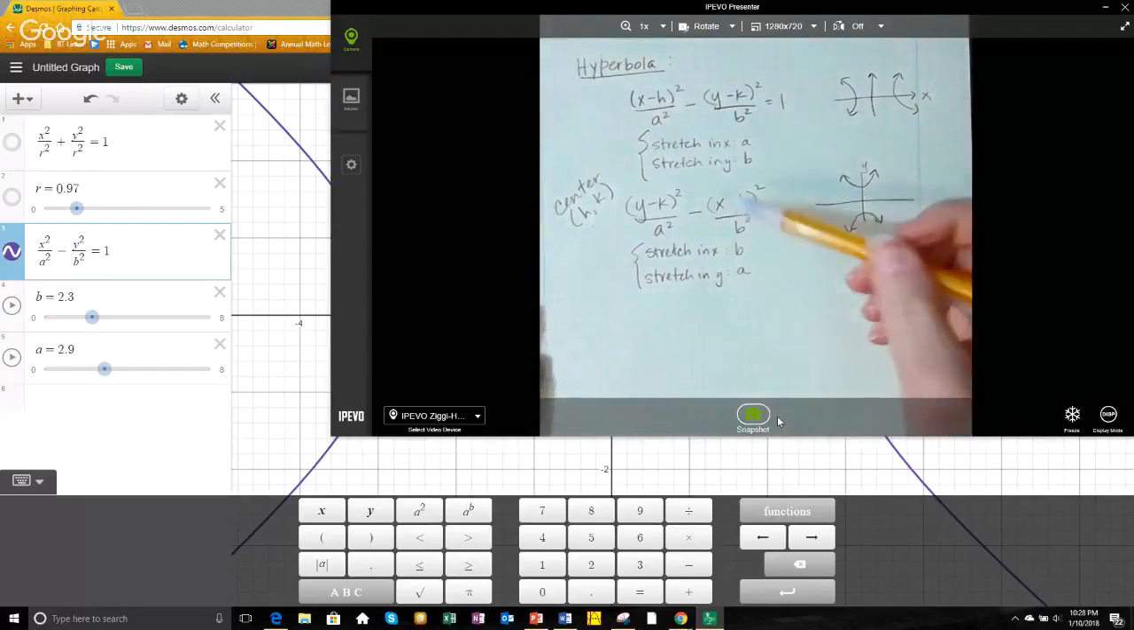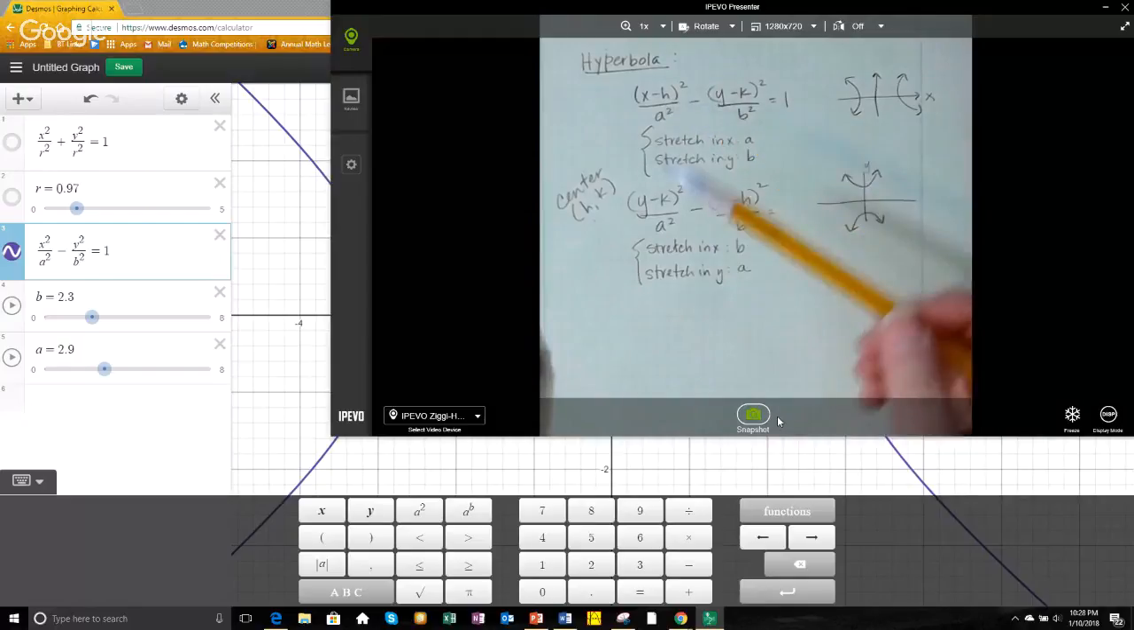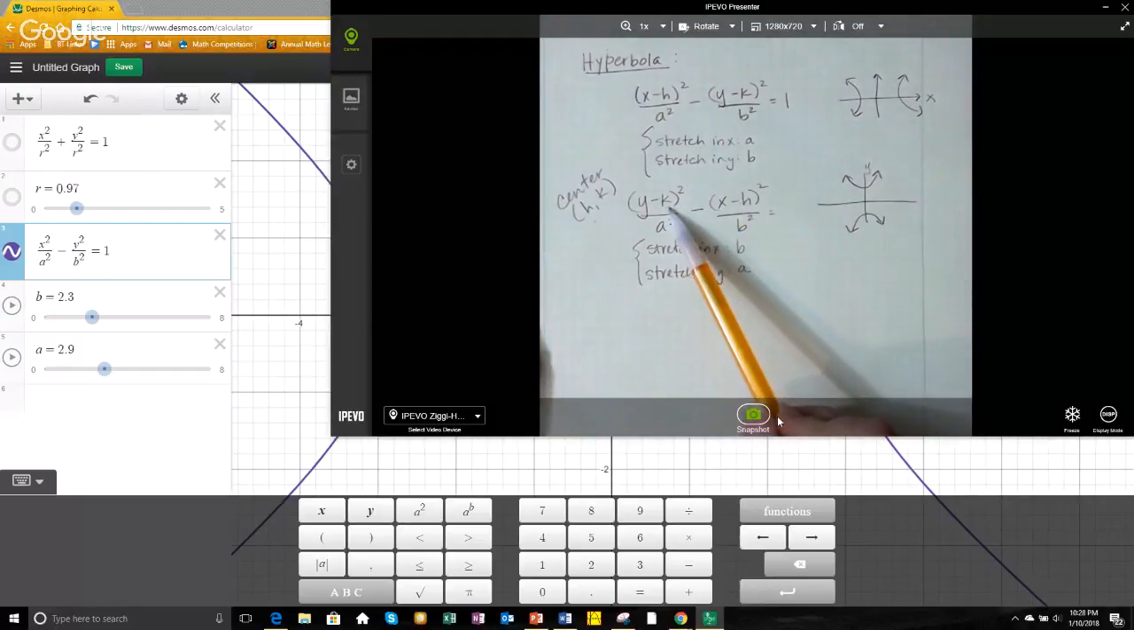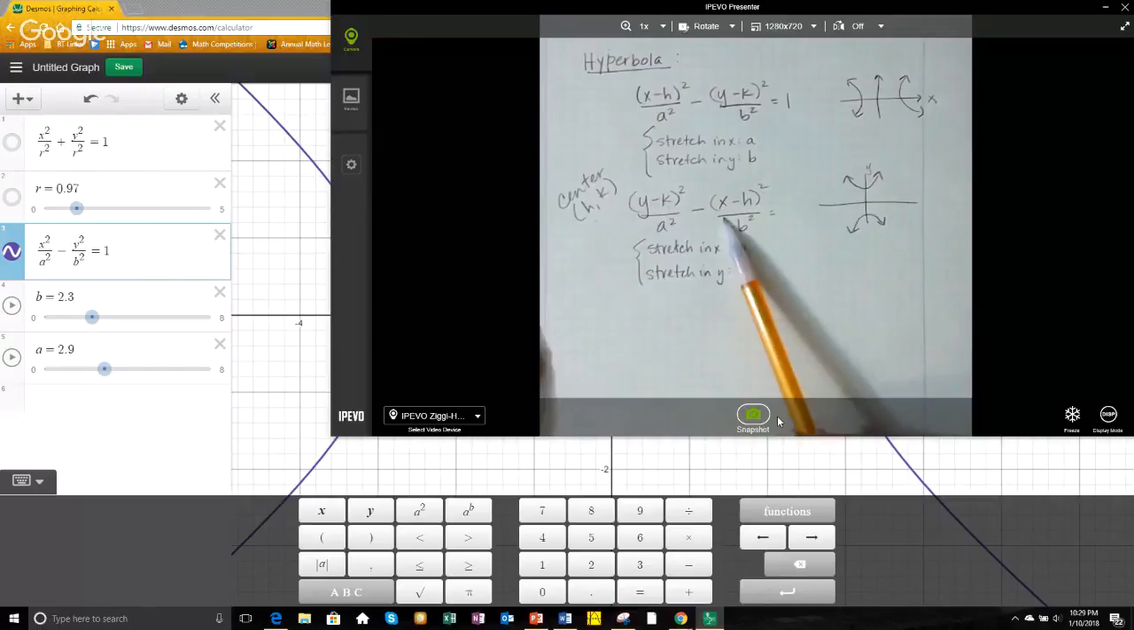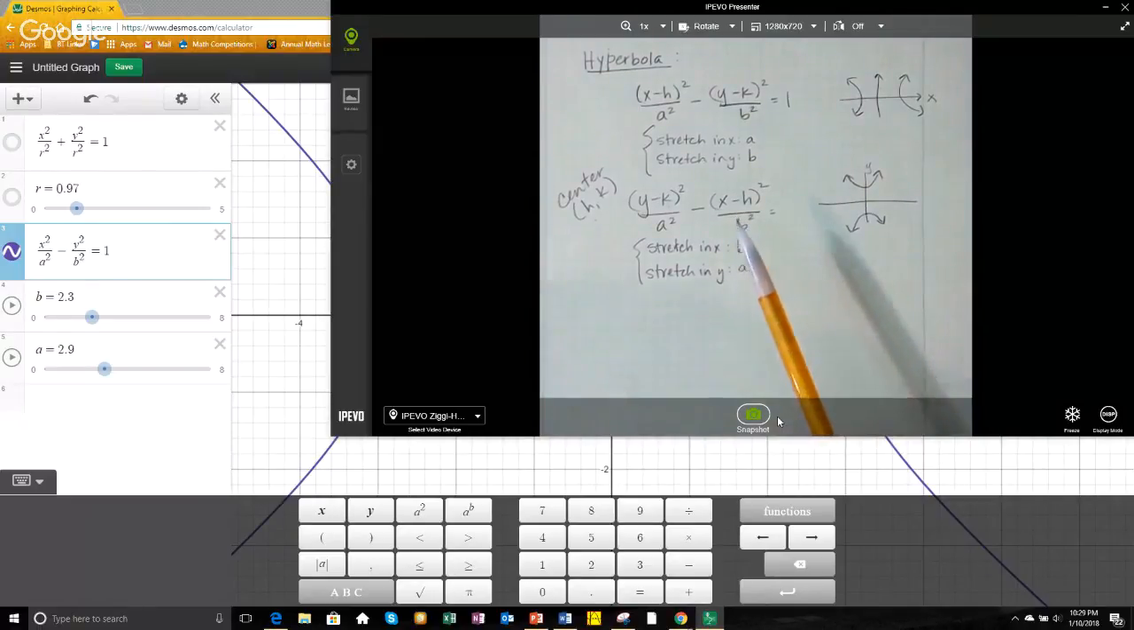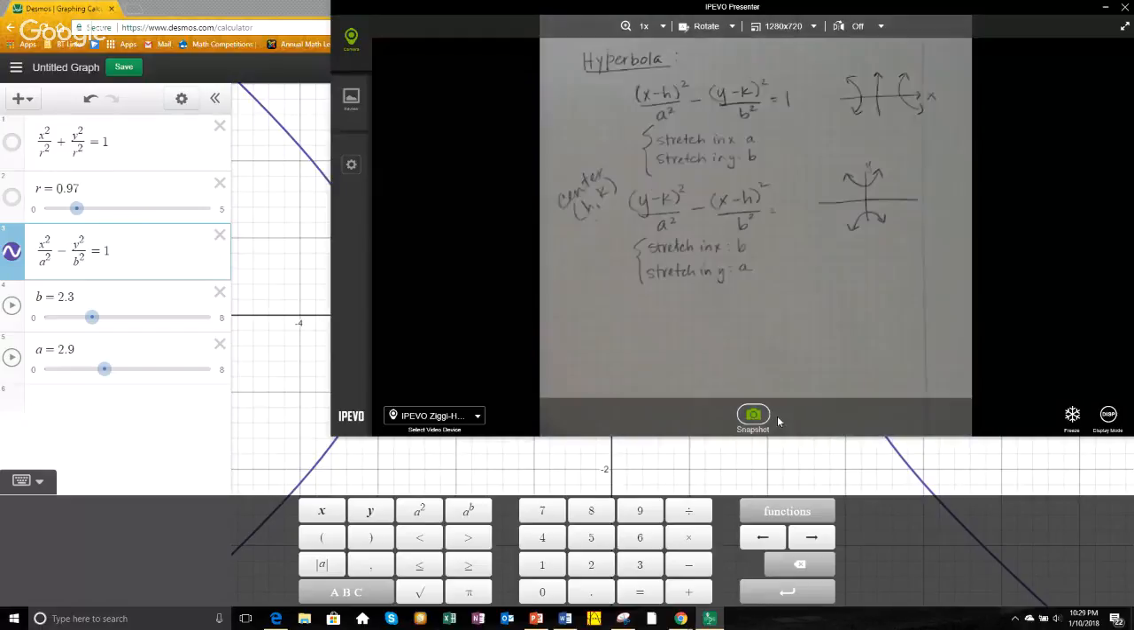Now the hyperbolas can be a little bit tricky, because the k, the vertical translation, will still always be with the y, and the horizontal translation will always still be with the x, even if it's negative. Okay, so let's do an example of each.